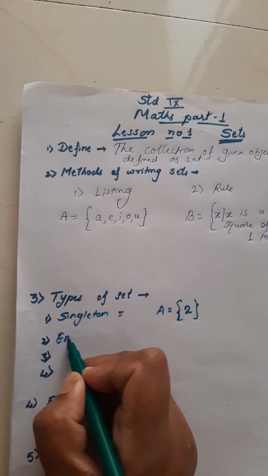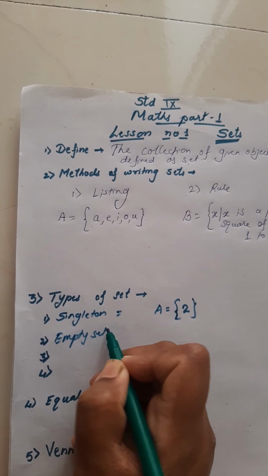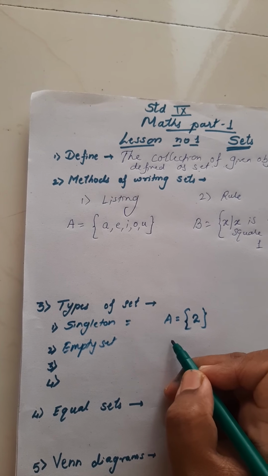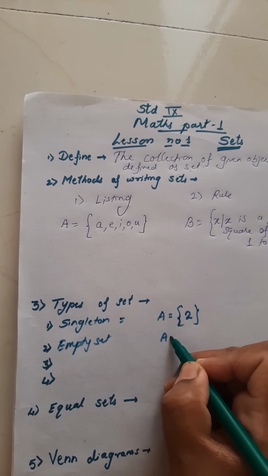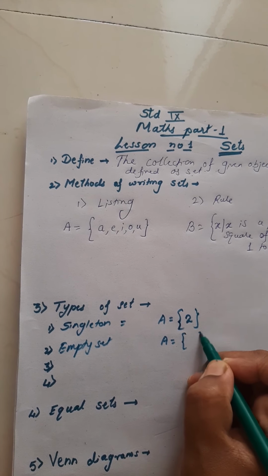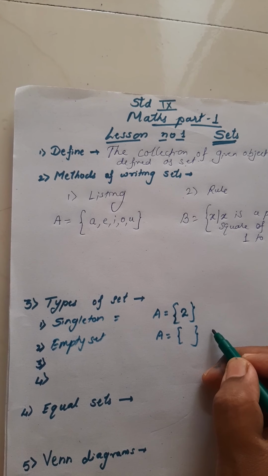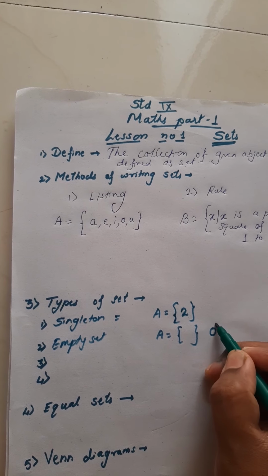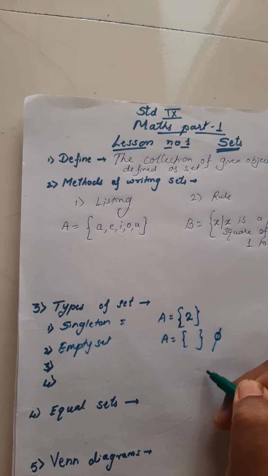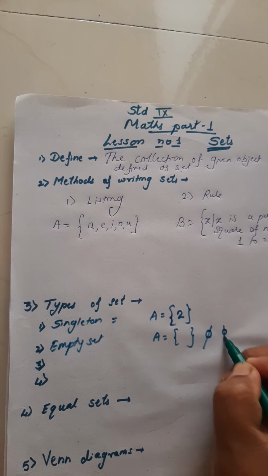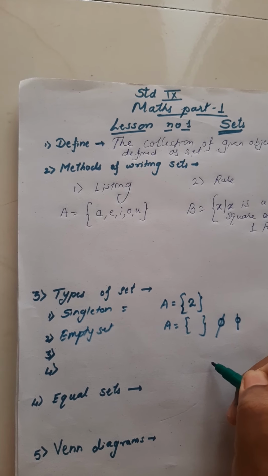Second, it is an empty set. What is meant by an empty set? An empty set is also called a null set. I will give the name A to the set, and we will write nothing inside. It is called a null set. A null set is also denoted by this symbol, or otherwise you can write it like this also. This is called a null set.